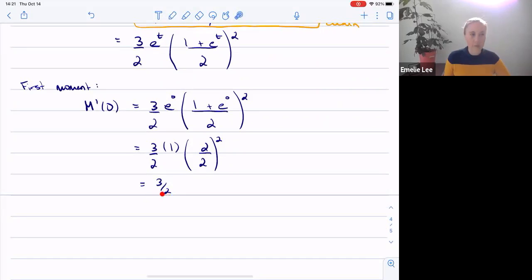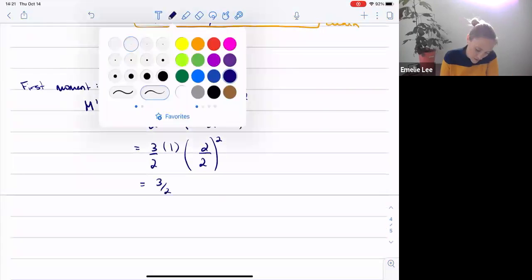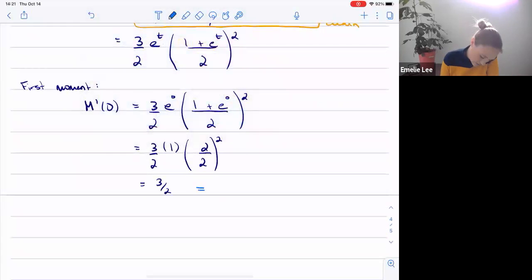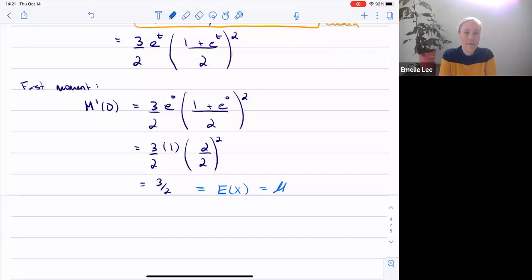And I've got a page break here, so I'm just going to keep it like that. Okay, so what does that mean? That means that I have an expected value of 3 over 2, right? So here, this becomes, and maybe I'll use this color here, the expected value of x, which is mu.